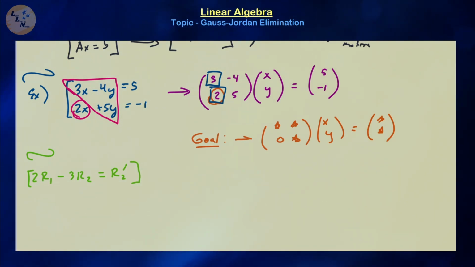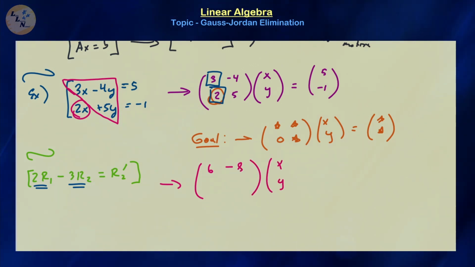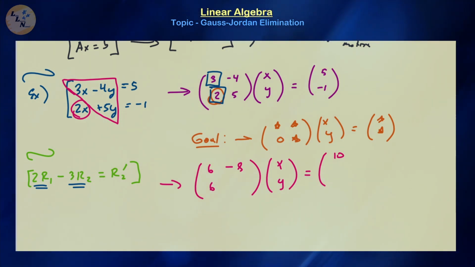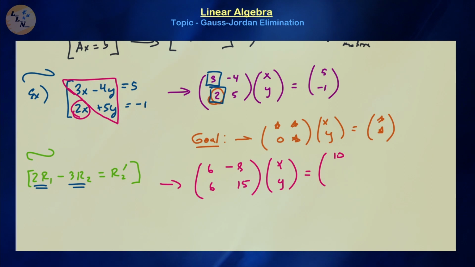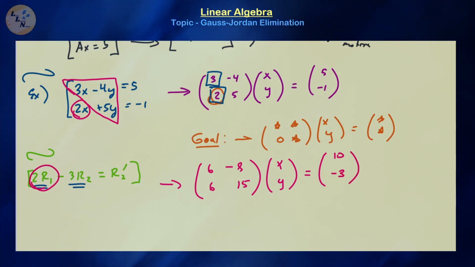Let's actually look at these particular results when we multiply row 1 by 2 and row 2 by 3, and then look at that result once we subtract. If we multiply the first row by 2, that's going to give us 6, minus 8. This is not going to change. And then 2 times 5 is going to be 10. And then 3 times 2 is going to be 6, 3 times 5 is 15, and 3 times minus 1 is going to be minus 3. And now we're going to do 2 row 1 minus 3 row 2 to give us our new row 2.